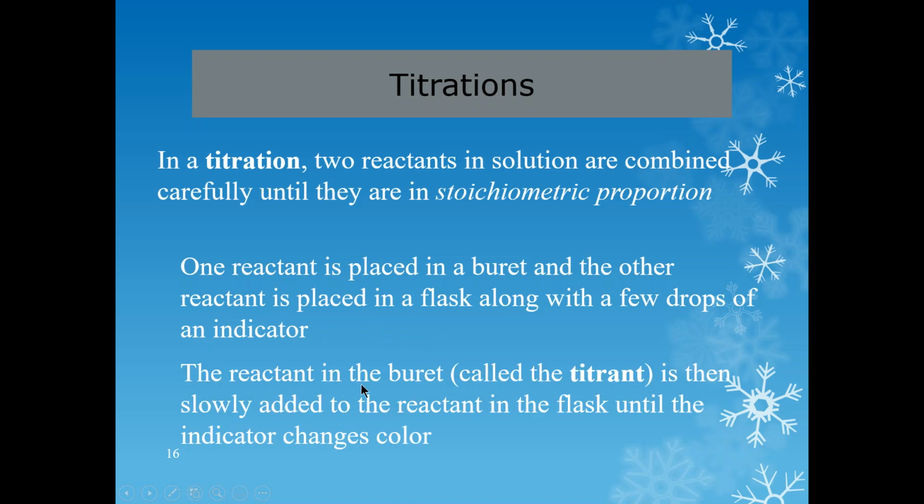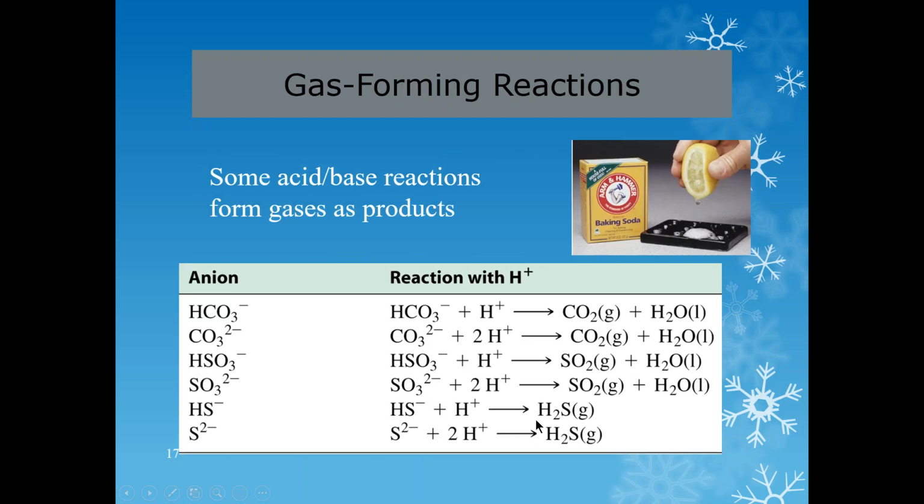All right. So the reactant that is in the burette is called the titrant, and it is slowly added to the reactant in the flask until the indicator changes color, and then you stop adding your reactant. Based on the concentration of the reactant in the burette, and based on the volume of the other reactant in the flask, you can determine the concentration of the reactant in the flask. And that's pretty much all I'm going to say about that because we're going to discuss that in more detail during the lab.